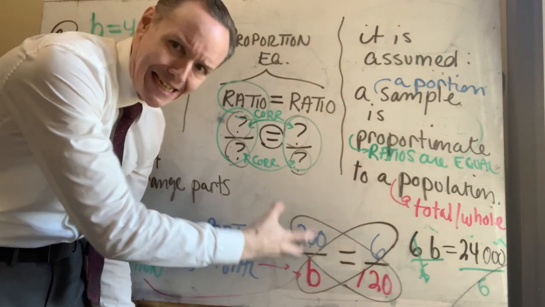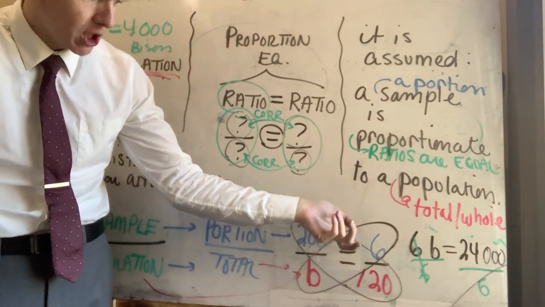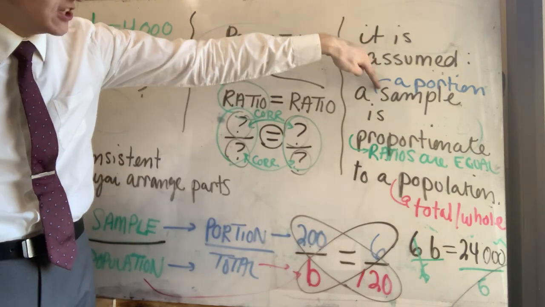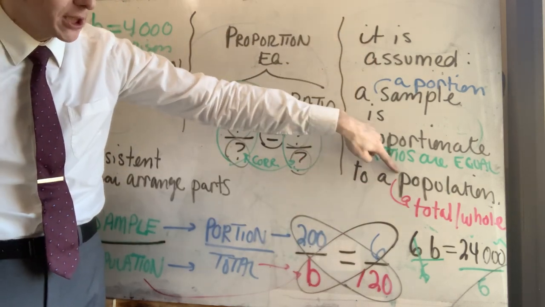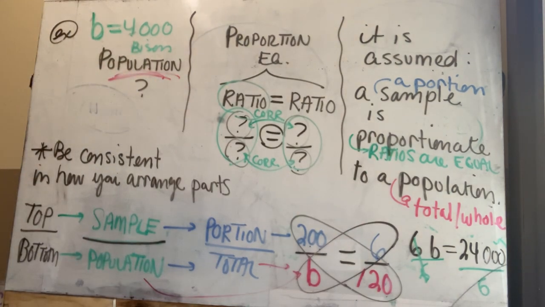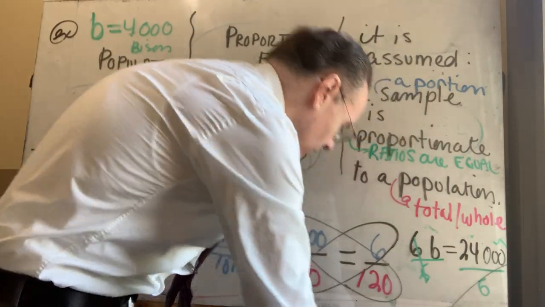You have some idea: 6 out of 120 is a chunk out of some total. It should be proportionate. The sample is proportionate to the population. The portion is proportionate to the total somehow.